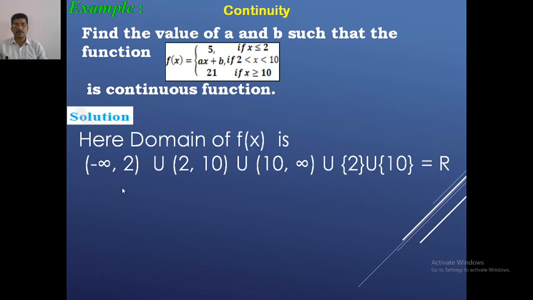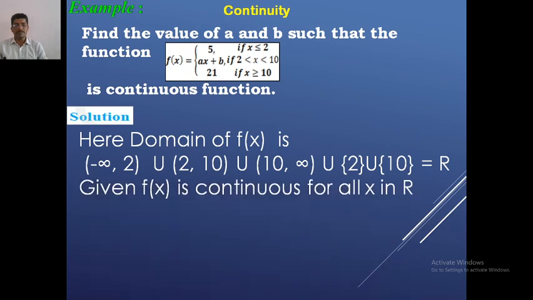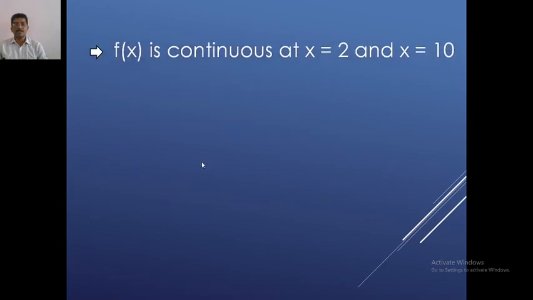Therefore, the domain of the function is the open interval minus infinity to 2, union 2 to 10, union 10 to infinity, union the singleton set 2, union the singleton set 10. It means the set of all real numbers. The given function is continuous means it is continuous for all elements of its domain. Therefore, the given function is continuous for all x in real numbers. It implies f of x is continuous at the particular points x equal to 2 and x equal to 10. These two belong to the real numbers. It is continuous at x equal to 2 and x equal to 10.